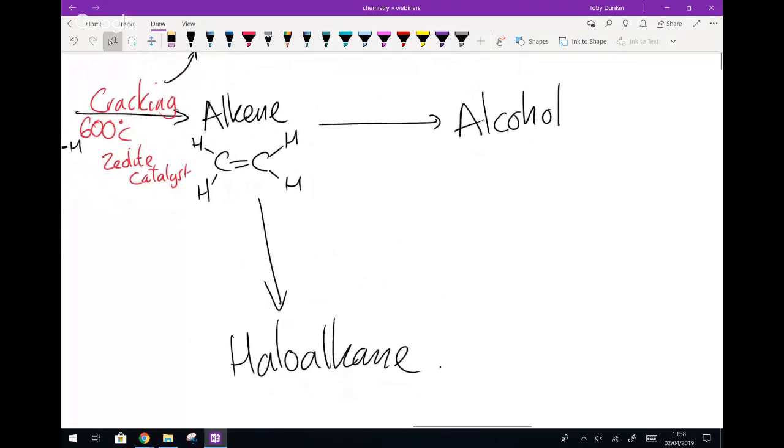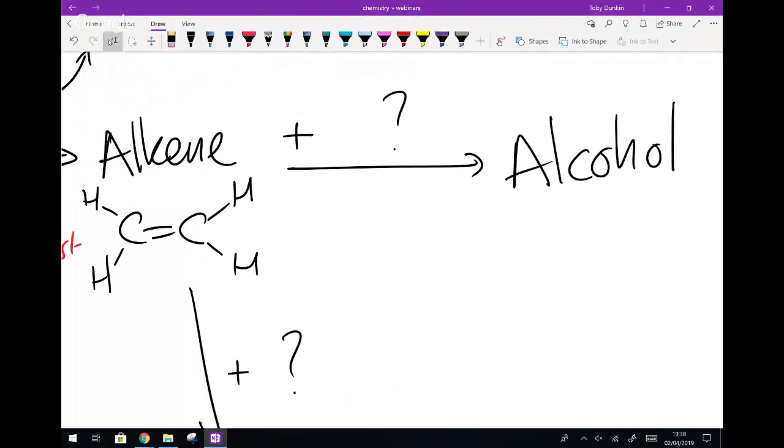So my question to you, year 11: what do we add to alkenes to turn them into alcohols? Off you go. First person. What do I add to alkenes to convert them to alcohols? Lucas, you're wrong. You'll kick yourself, Lucas, when you get the answer. Your answer, Lucas, is good, but you won't get the mark in the exam.